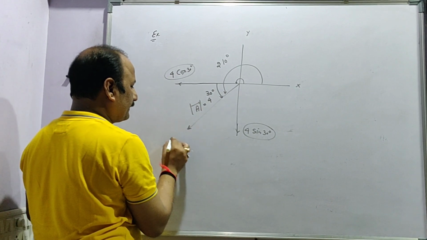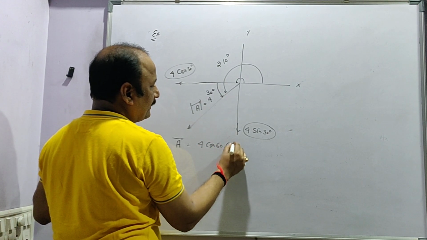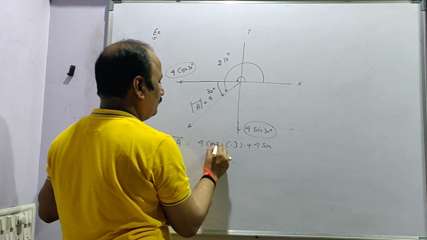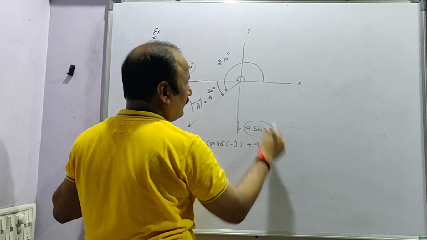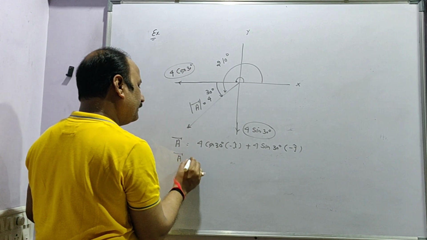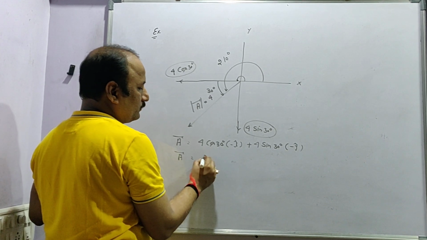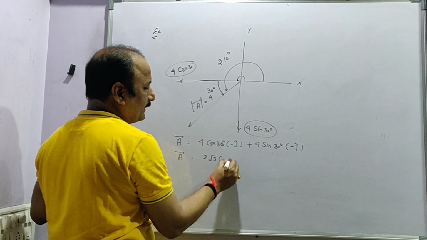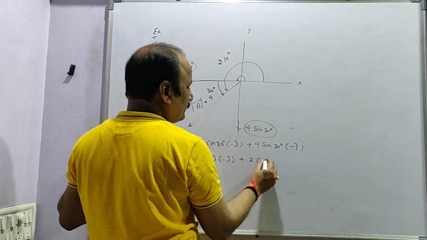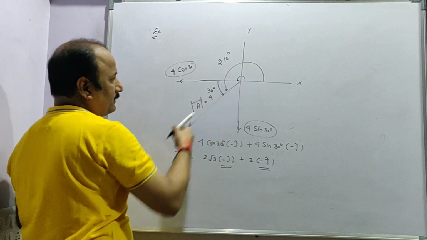So vector A can be written as 4 cos 30 minus i cap plus 4 sin 30, direction is negative y-axis, so minus j cap. So this vector can be written in corresponding rectangular form, that is 4 cos 30, cos 30 is root 3 by 2, so it is 2 root 3 minus i cap plus 4 sin 30, sin 30 is half, so 2 minus j cap. Means the vector is given in minus i cap minus j cap, means in third quadrant.